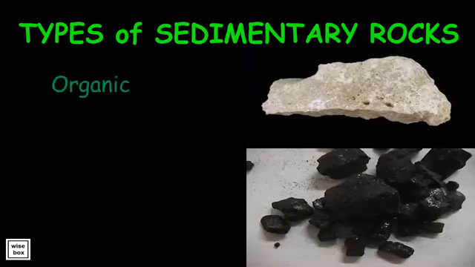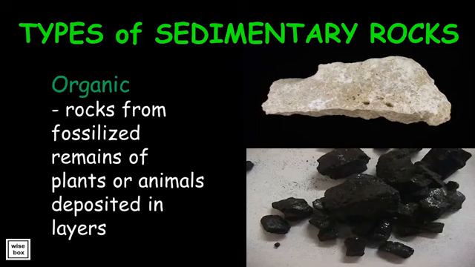Organic rocks come from fossilized remains of plants or animals, deposited in layers. Bituminous coal and limestone from shells are examples of organic rocks. This limestone forms from the accumulation of shell, coral, algal, and fecal debris. And the bituminous coal forms from the accumulation and preservation of plant materials, usually in a swamp environment.